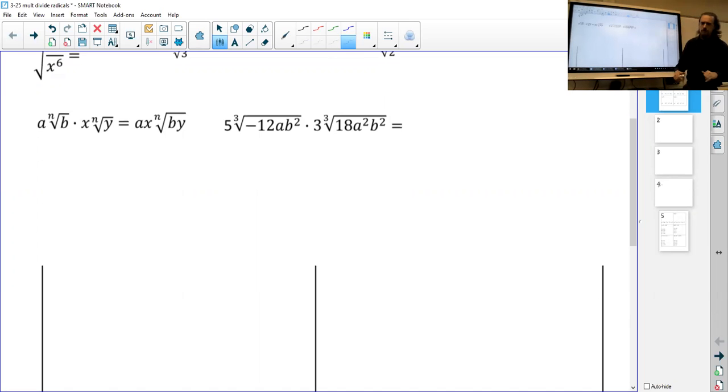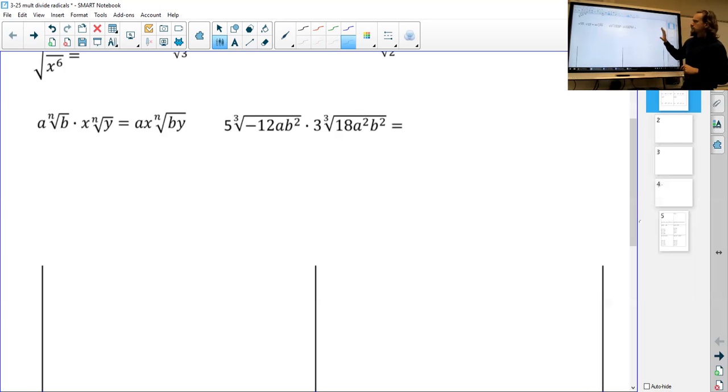All right, so if we start with multiplication, real straightforward. As long as you have the same index, we can just multiply everything together. All of your coefficients you can multiply together. Everything under the radical, you multiply all that together, and then the index stays the same. So I can take the cube root of something times the cube root of something else. I just multiply everything together.